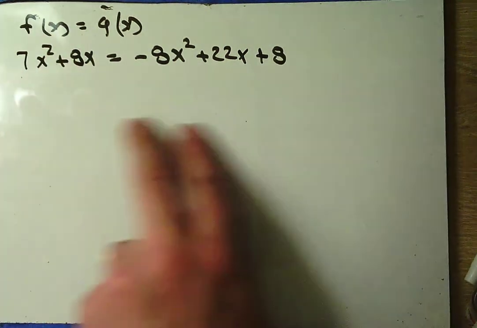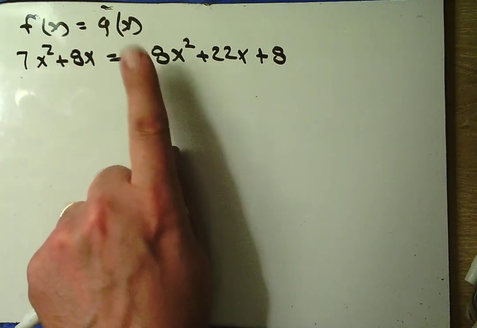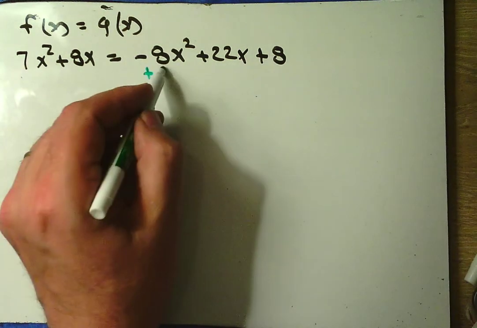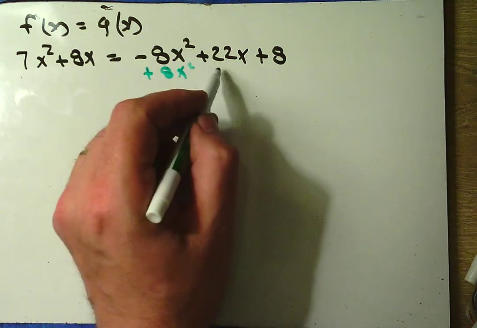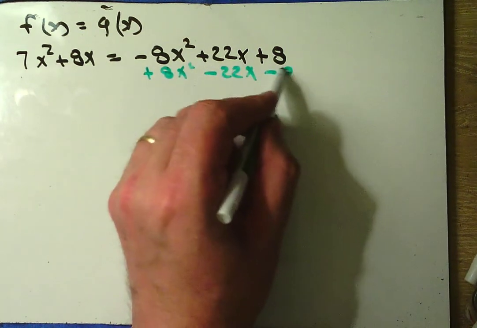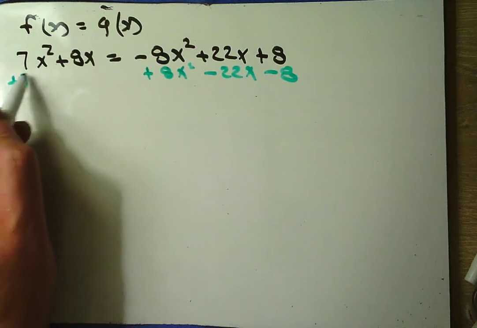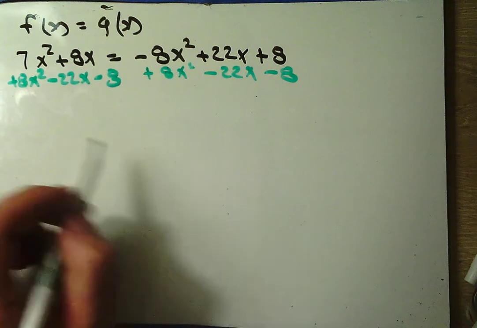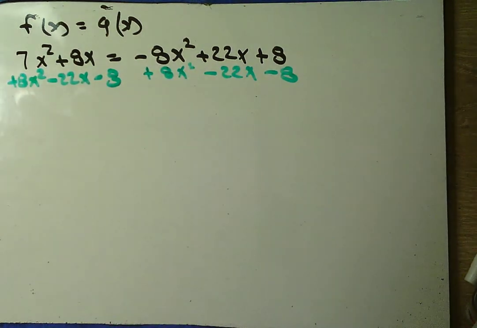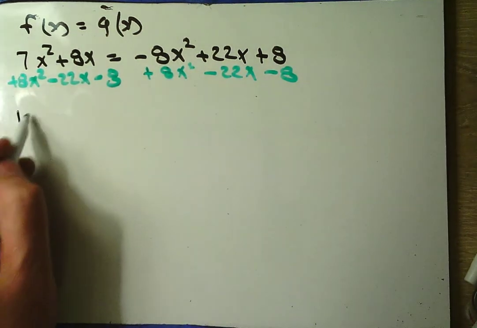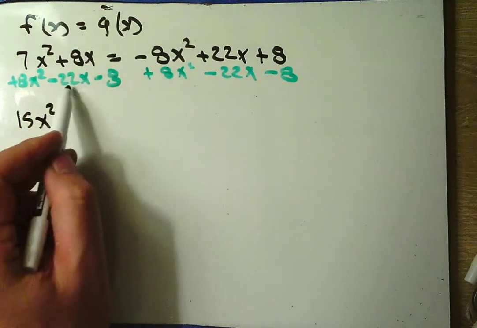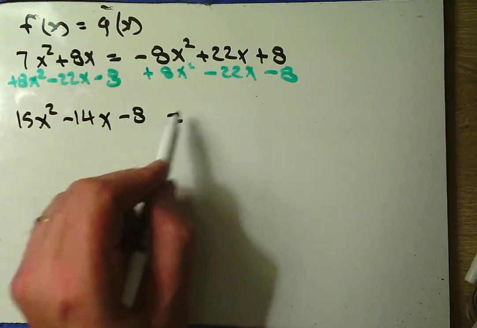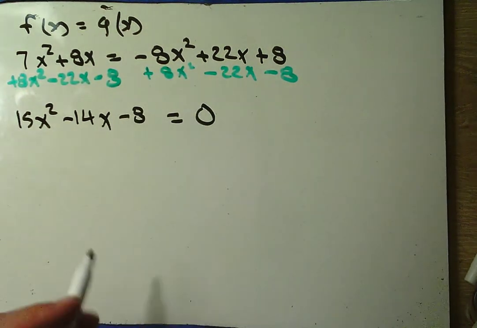Now, I'm not going to move these over here because I really don't want to have negative 15x squared to try and factor. Instead, I'm going to move everything onto the left-hand side. And so I'm going to have on the left-hand side now 15x squared, 8 minus 22 is minus 14x, minus 8. So I need to factor this.